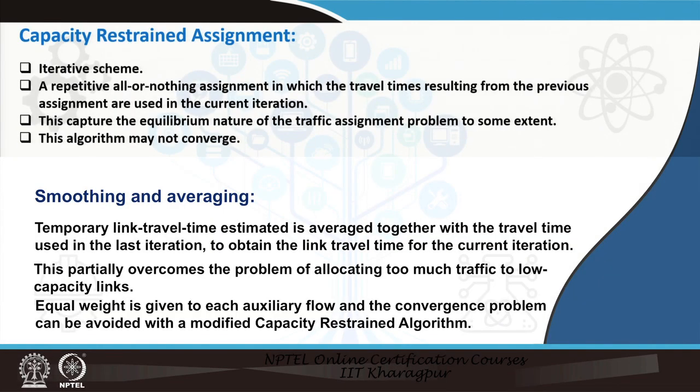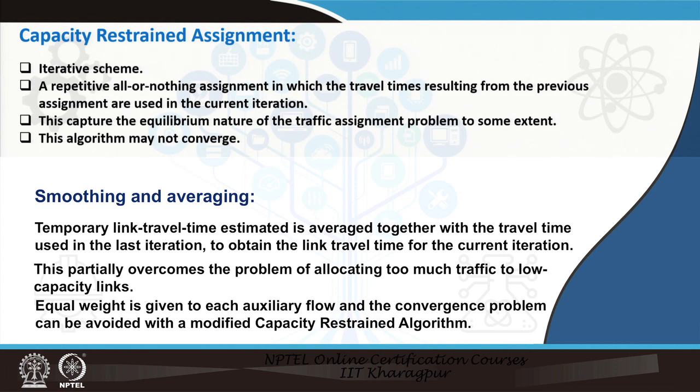So then we go into the capacity restraint assignment. This is a technique which approximates the equilibrium method, which we will discuss in the next lecture. But we have already discussed in Wardrop's first principle that equilibrium is gradually established when everybody chooses the shortest path. So it cannot be done in one go; we can assign one car at a time and update the volumes, and in that way it can happen.